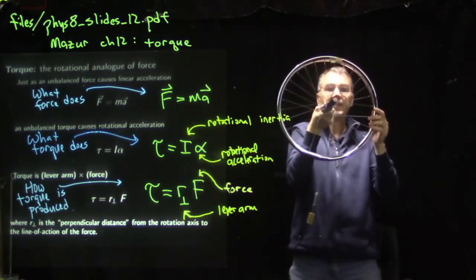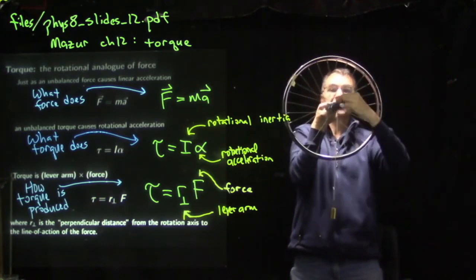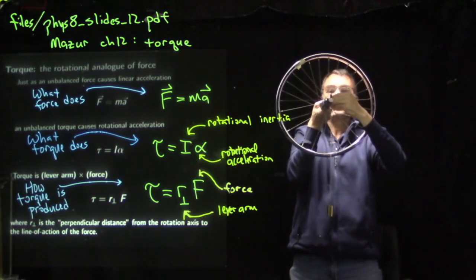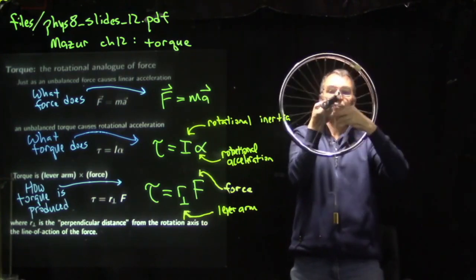This is a pretty heavy bicycle wheel, and I have a weight on a string here. It's a 200 gram weight on a string. If I put the weight just a very small distance, maybe about a centimeter out from the axle, it has some tendency, but a pretty small tendency, to make the wheel rotate.